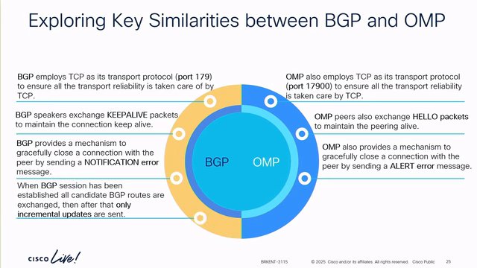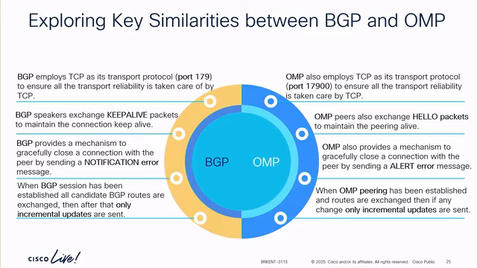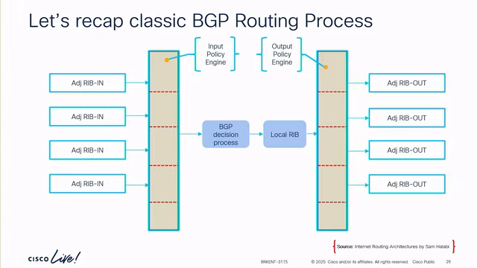When BGP converges, we only send incremental updates towards the BGP peer, right? Same is the case with OMP. Once OMP is converged, we only send incremental updates towards the OMP peer. In order to understand the OMP routing process, we just need to go back to the classic BGP routing process so that we can map the similarities.